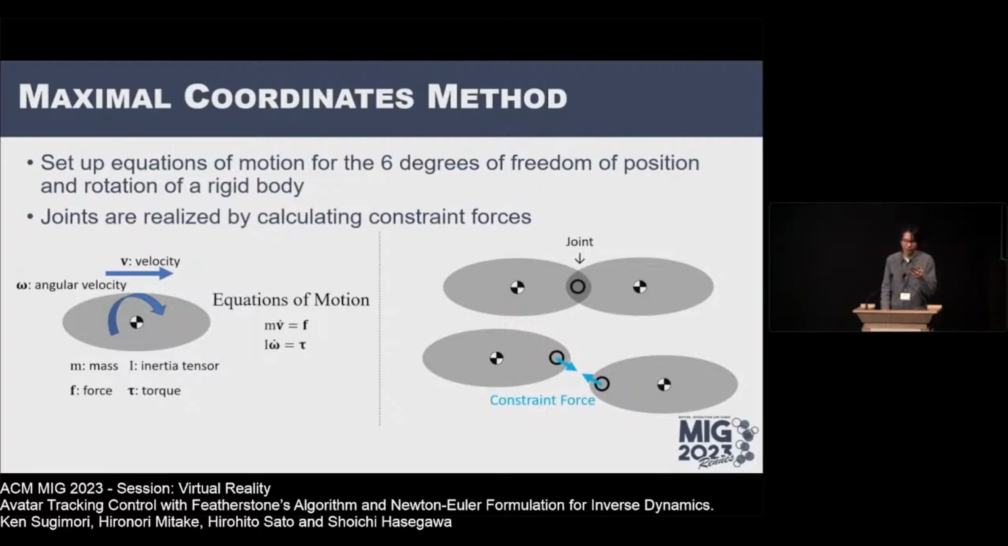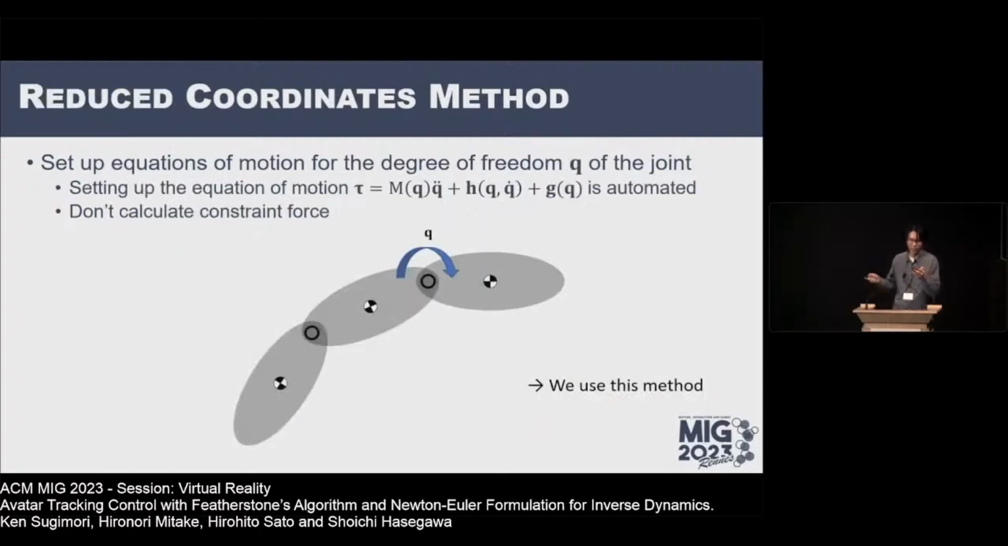Second method is a reduced coordinate method. This method sets up equation of motion for degree of freedom Q of the joint, like this. This method doesn't calculate constraint force. We used the reduced coordinate method. There are 3 pros in this method.